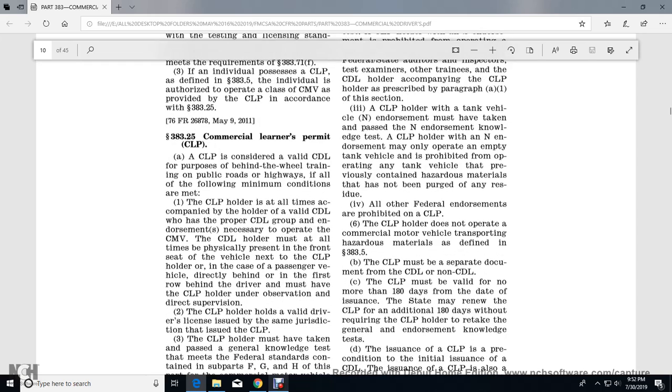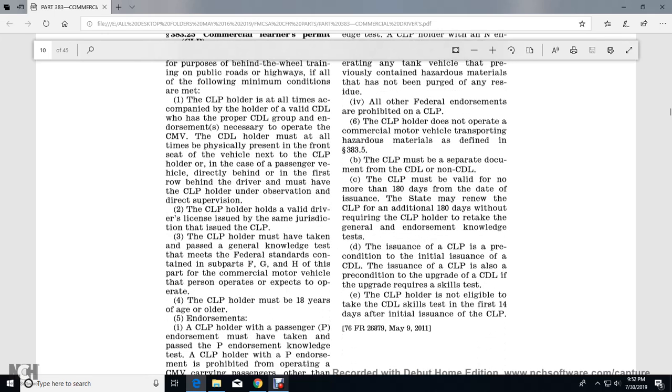A commercial learner's permit holder with a tank vehicle, or N, endorsement must have taken and passed the N endorsement knowledge test. The commercial learner's permit holder with the N endorsement may only operate an empty tank vehicle and is prohibited from operating any tank vehicle that previously contained hazardous material that has not been purged of any residual. All other federal endorsements are prohibited with the commercial learner's permit. A commercial learner's permit holder may not operate a commercial motor vehicle transporting hazardous material as defined in 49 CFR 383.5. The commercial learner's permit must be a separate document from the commercial driver license and non-commercial driver license.